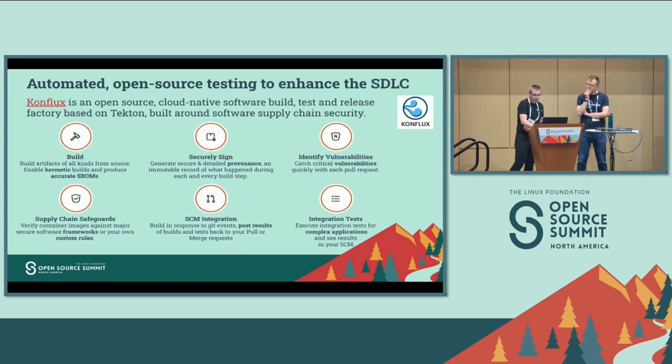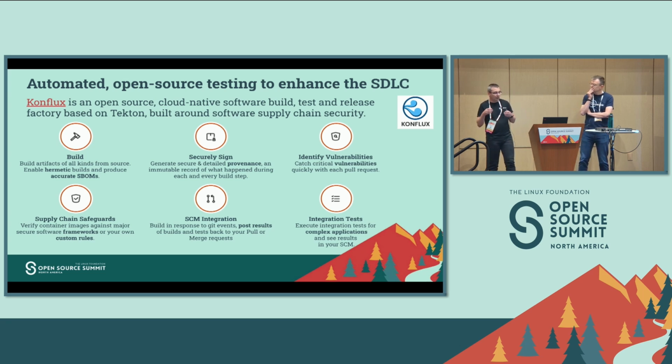Let's take a little bit closer look at our Red Hat build pipeline. Maybe you already attended the previous presentation about Konflux, but today let me quickly repeat. We are working very actively on a new solution called Konflux, which is an open source, comprehensive, robust build, test, and release factory based on Tekton and built around software supply chain security from the very beginning.